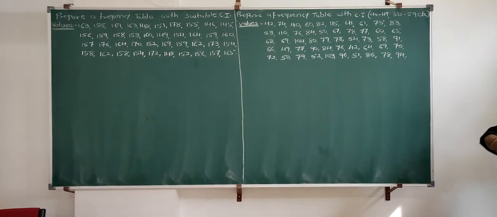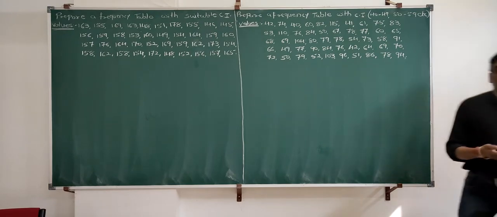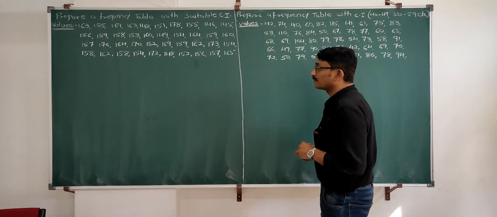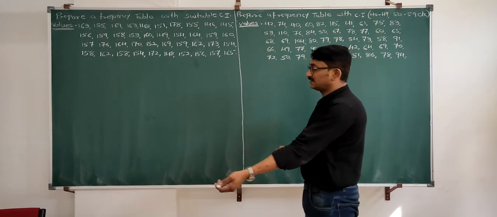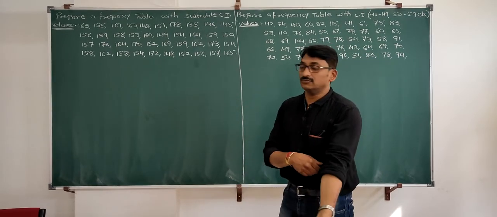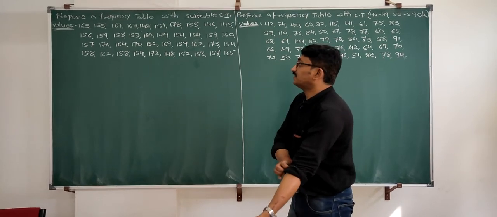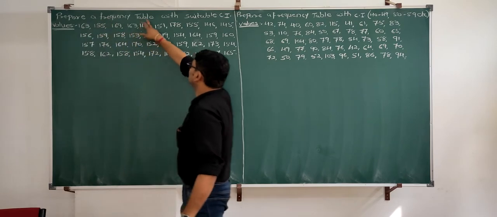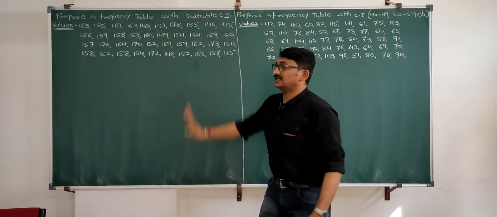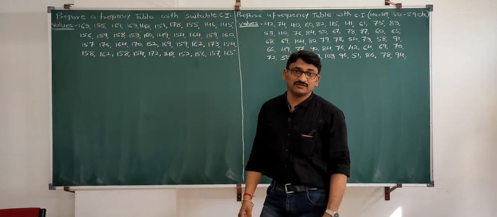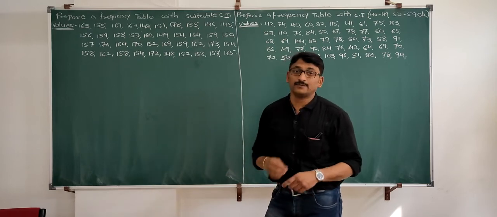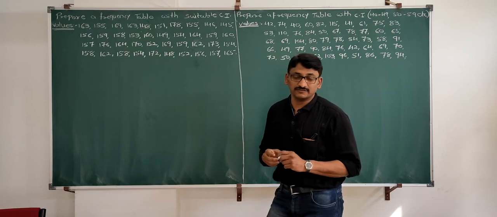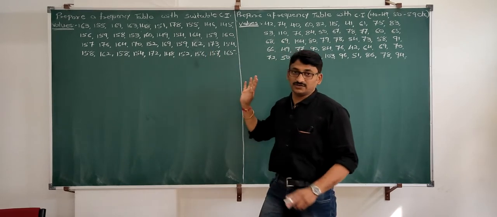Okay, last class we discussed two problems on classification. Now we will go for the third problem of classification, that is the preparation of frequency table. In this problem, again they ask us to prepare a frequency table with suitable class intervals. Again classes are not given, like in the second problem. In that problem also class intervals were not given. Here also class intervals are not given.